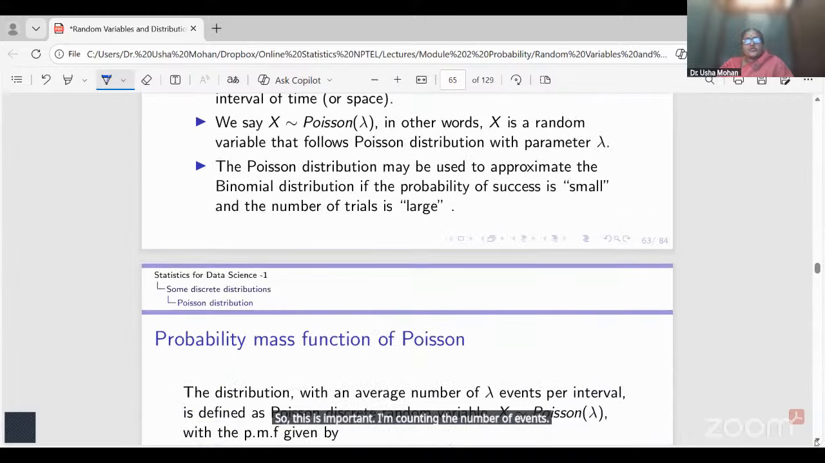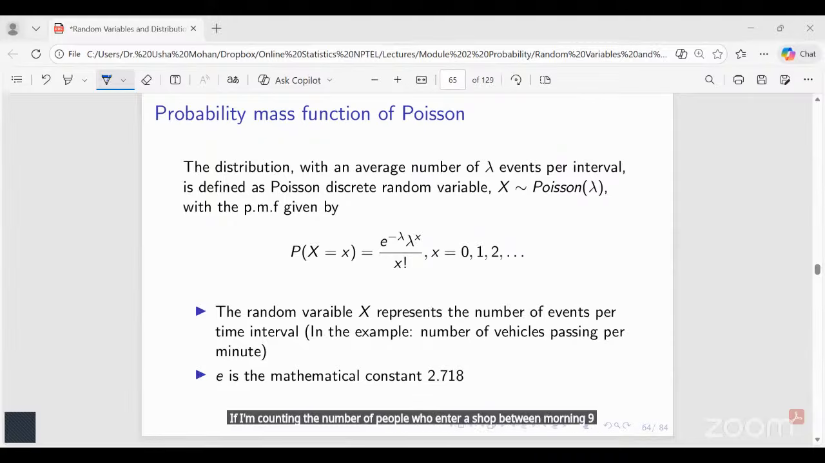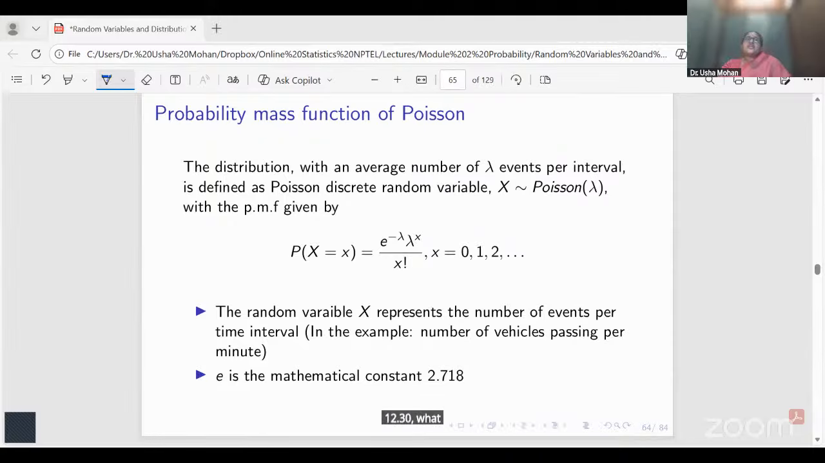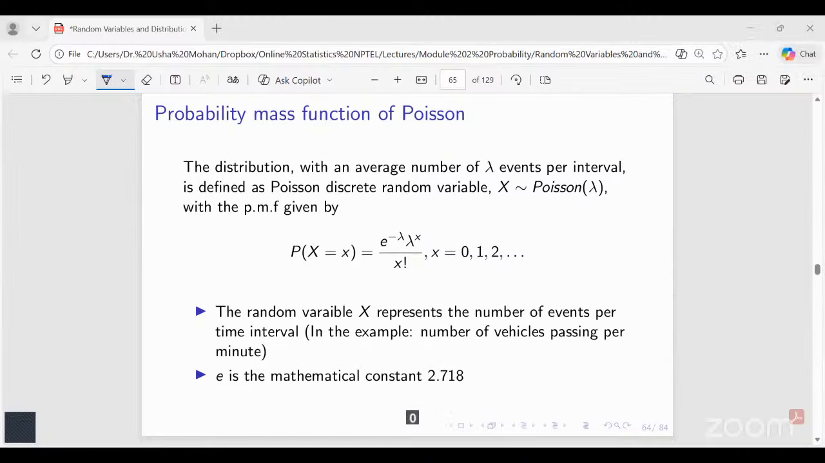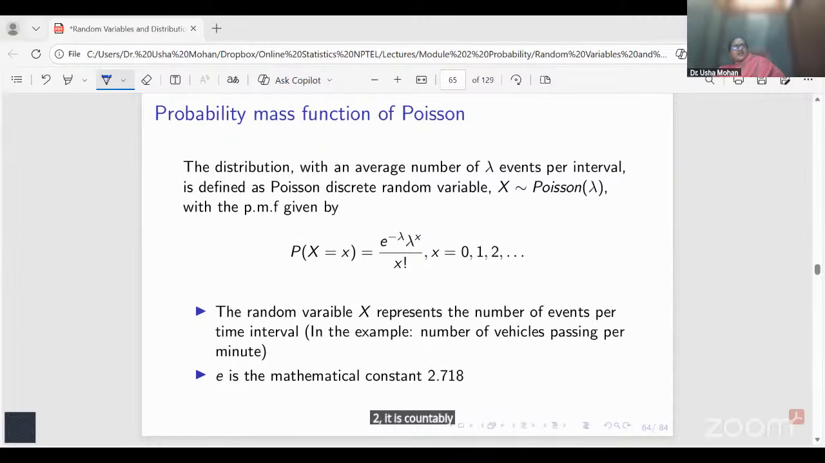So I have a Poisson distribution where I give the probability that the Poisson random variable X equals x. What are the values this x can take? If I'm counting the number of people who enter a shop between morning 9 and 12:30, what are the values x can take? 0 to n. But what would n be? It can be any number. So x takes the values 0, 1, 2, and so on. It is countably infinite. Is it clear?